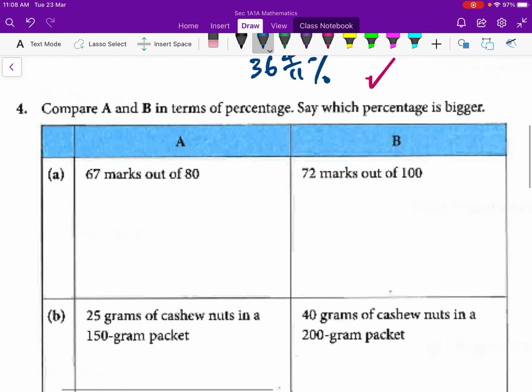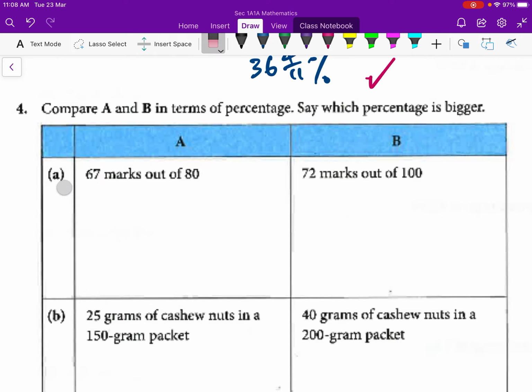Question 4. Comparing percentage, saying which percentage is bigger. Now, student A got 67 marks out of 80 marks. Is that good or bad? So subjective, right? Some people may feel it's good, some people feel it's not very good. How about the other one? 72 out of 100, is it good or bad? Oh, now I hear more people saying 72 out of 100 is good. Okay, both of them we pass.